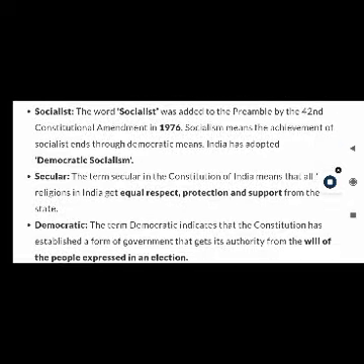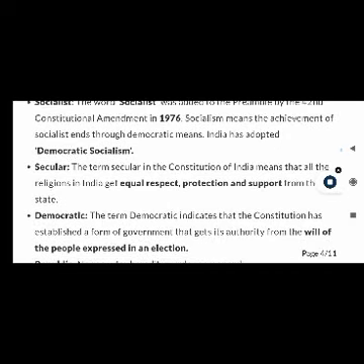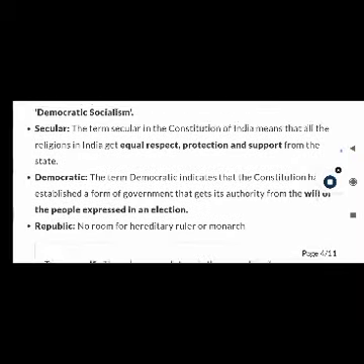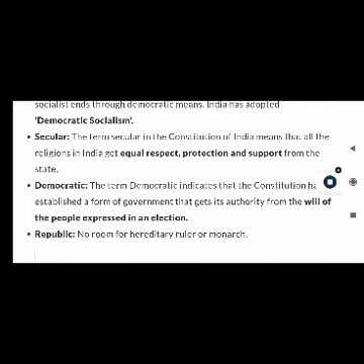Socialist. The word socialist was added to the preamble by the 42nd Constitutional Amendment in 1976. Socialism means the achievement of socialist ends through democratic means. India has adopted democratic socialism. Secular. The term secular in the Constitution of India means that all the religions in India get equal respect, protection and support from the state.